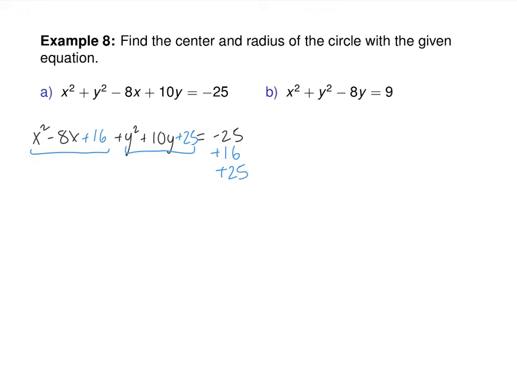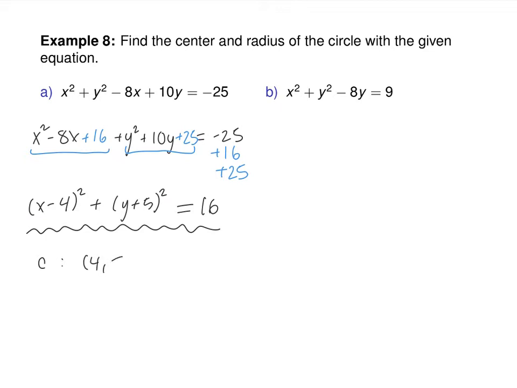And once you've added those numbers in, how does the first piece factor? X minus 4, squared. How about the next one? Y plus 5, squared, equals 16. And once you've converted it into that form, can you now find the center and radius? Yes. So what is the center? 4, negative 5. And the radius is 4.